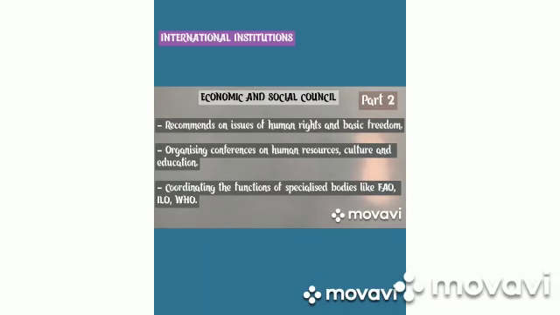The last but very important function is that they also help in coordinating the functions of the specialized bodies like FAO, ILO, WHO, meaning the Food and Agriculture Organization and the International Labour Organization. Coordination between the departments is an important one, and this council ensures that there is coordination among all the specialized bodies. That's all about the functions of the Economic and Social Council.